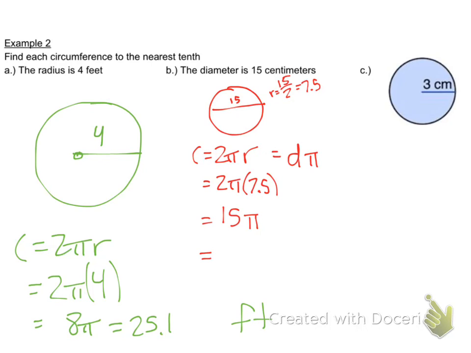Anyone new want to contribute? Fritz. 47.1. Does everybody think that he rounded correctly? And is it centimeters squared, centimeters, millimeters? It should be centimeters. I'm not going to do the last problem because it's no different than the first problem we did, right? Just put in 3. We're good to go.